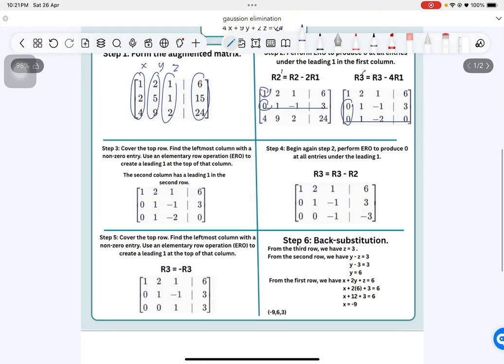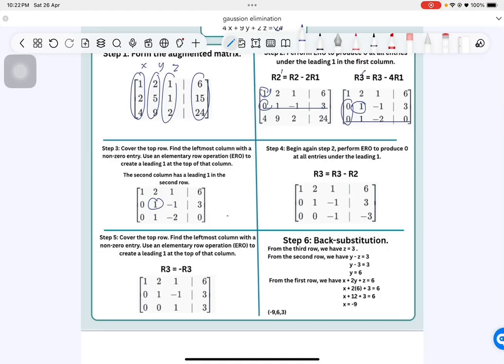Okay, for step 3, cover the top row, find the leftmost column with a non-zero entry. Use an elementary row operation, ERO, to create a leading one at the top of the column. Okay, here we want to make a leading one for the second row. We want to put the leading one here, but it is already there. So the second column has a leading one in the second row. So we can skip.